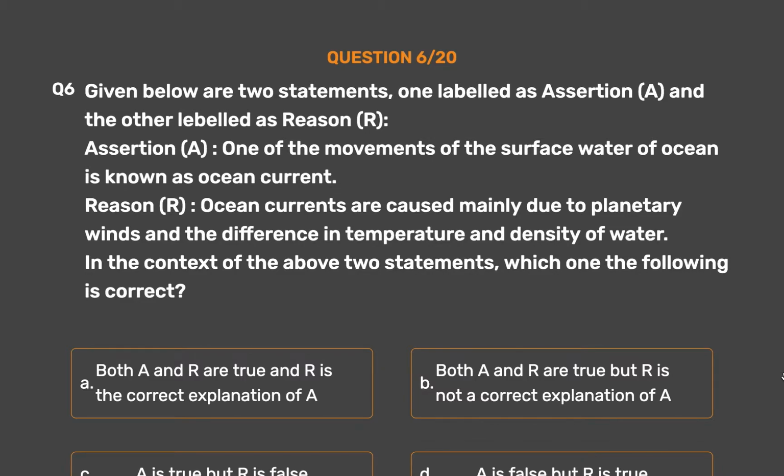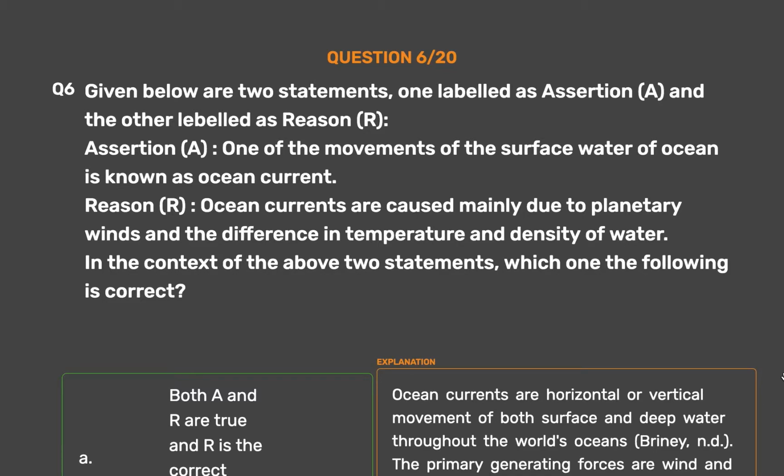The correct answer is option A. Both A and R are true, and R is the correct explanation of A. Ocean currents are horizontal or vertical movement of both surface and deep water throughout the world's oceans. The primary generating forces are wind and differences in water density caused by variations in temperature and salinity.